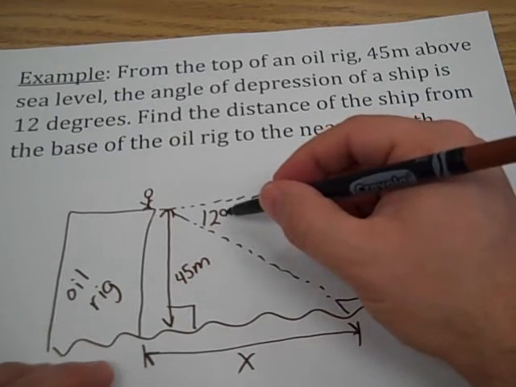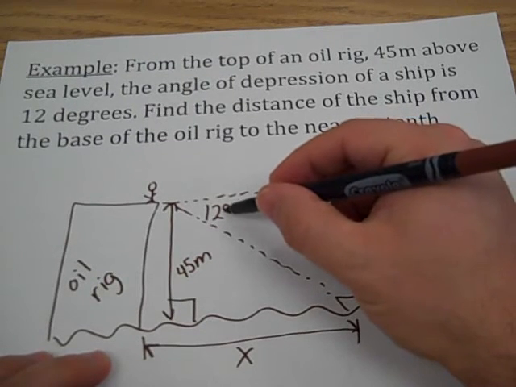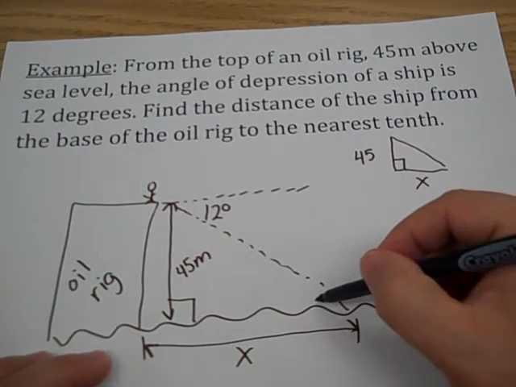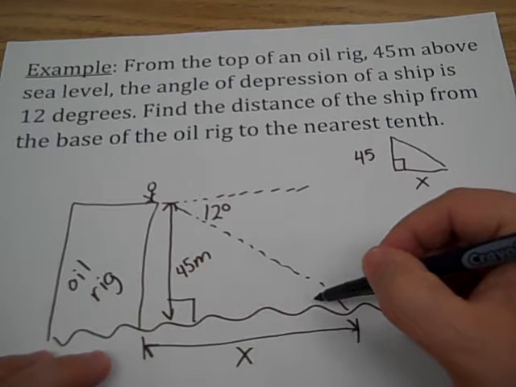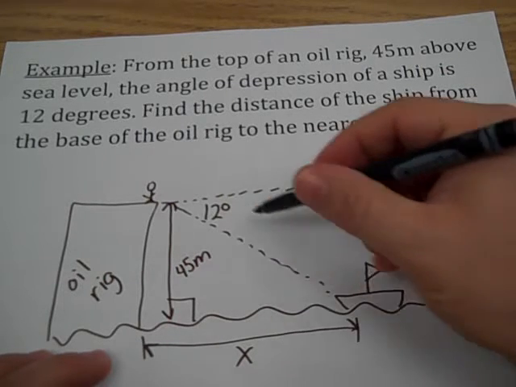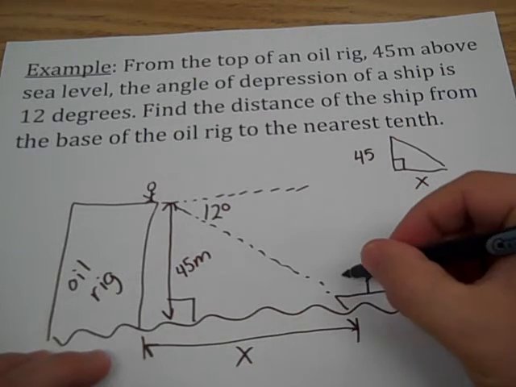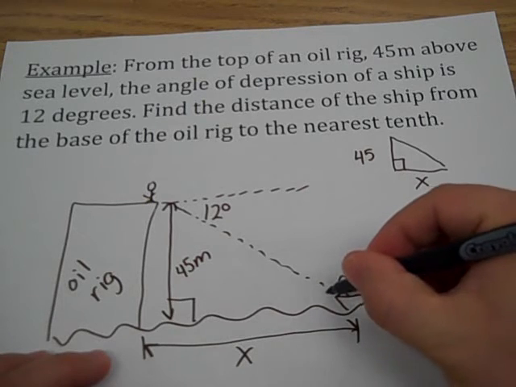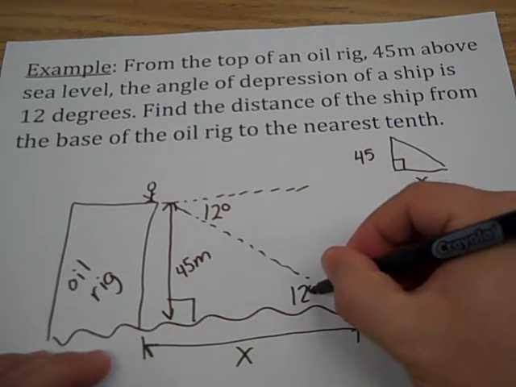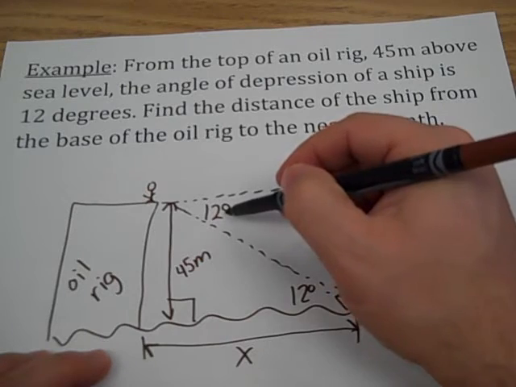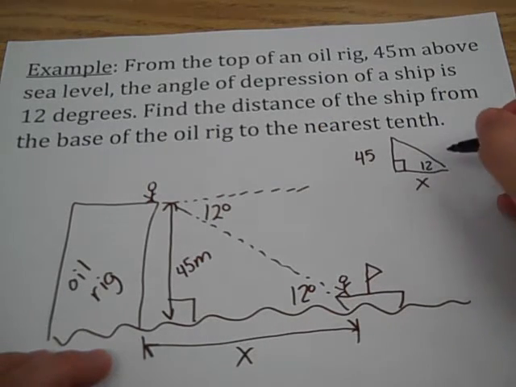But I will tell you this, the angle of depression is the same as the angle of elevation from the opposite point of view. So the person that's standing on the ship looking up has an angle of elevation that is the same as this person's depression. So this angle is 12.